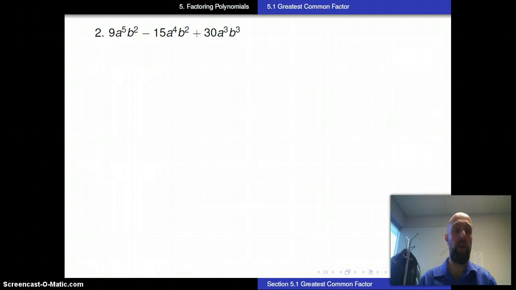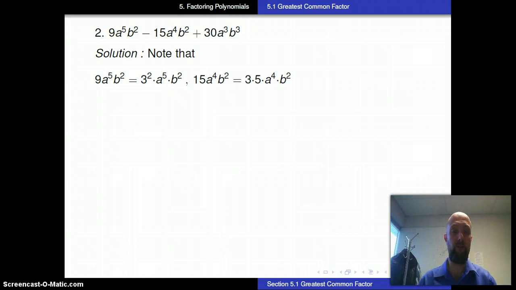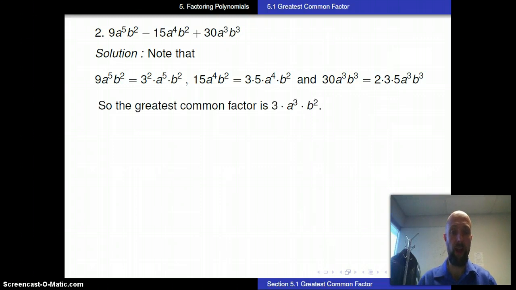Example 2. 9a to the 5th b squared minus 15a to the 4th b squared plus 30a cubed b cubed. Note that 9a to the 5th b squared is 3 squared times a to the 5th times b squared. 15a to the 4th b squared is 3 times 5 times a to the 4th times b squared. And 30a cubed b cubed is 2 times 3 times 5 times a cubed times b cubed. So the greatest common factor is 3 times a cubed times b squared.